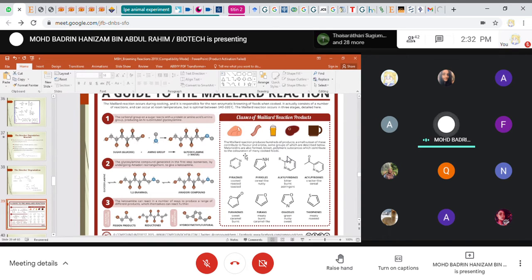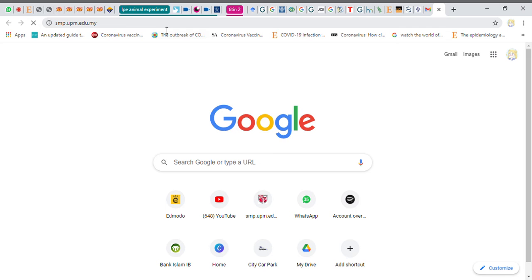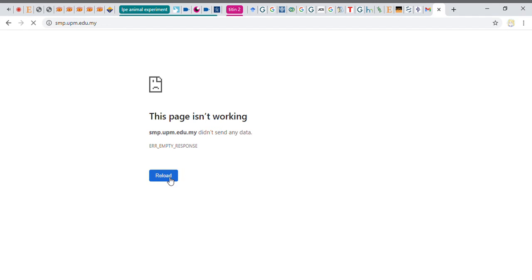Melanoidins are also formed, brown polymeric substances which contribute to the coloration of many cooked products. For example, here, pyrazine is responsible for the cooked, roast, toast notes. If you roast your beef or your chicken, or toast your bread, what you smell comes from pyrazine. Pyrroles give you cereal-like or nutty flavor. Alkyl pyridine gives you bitter, burnt, astringent.